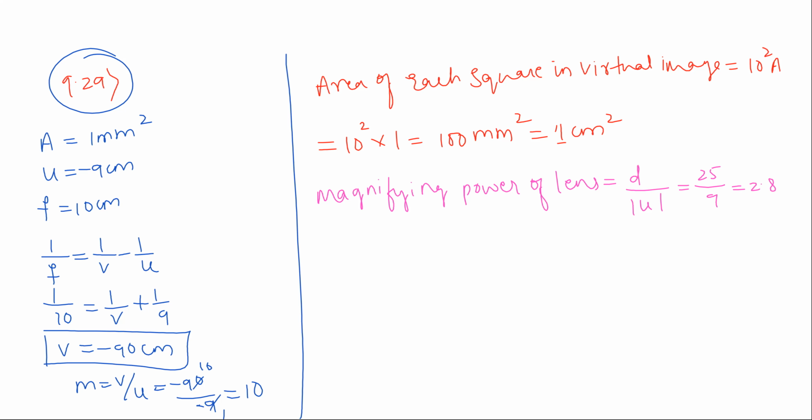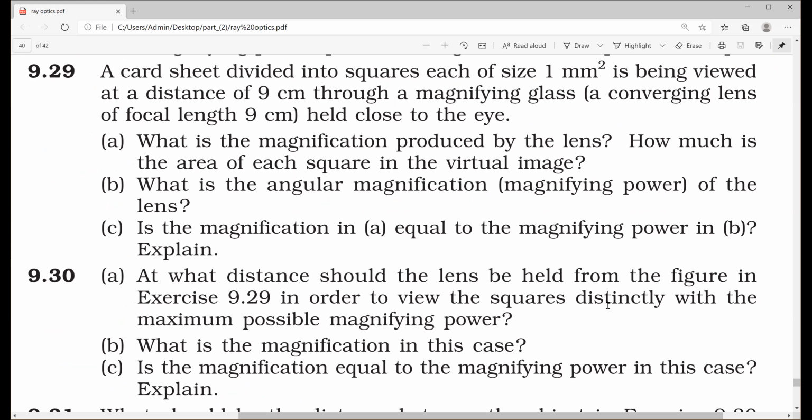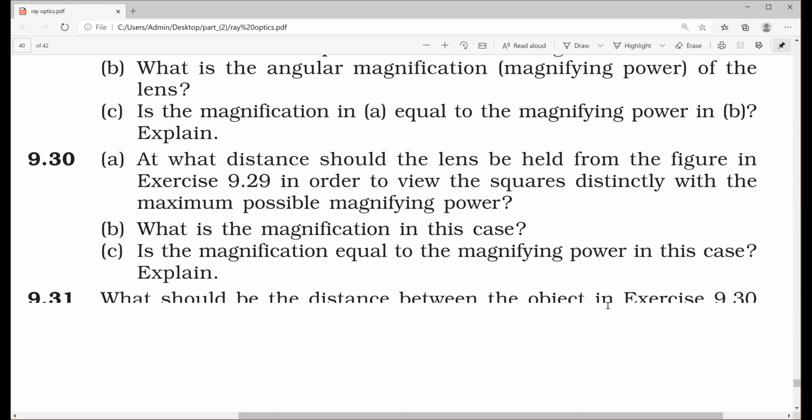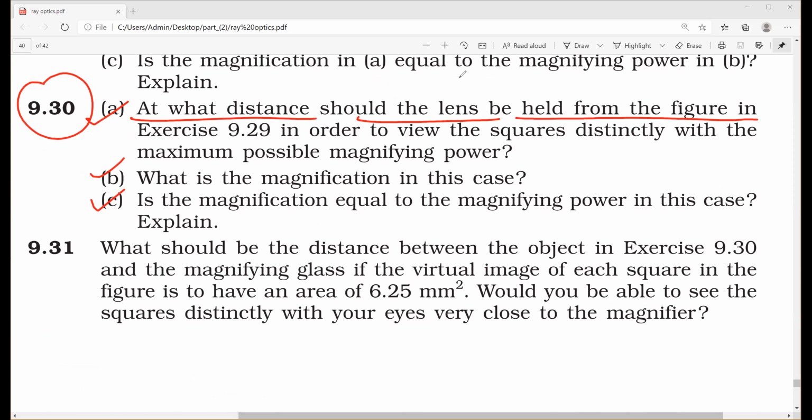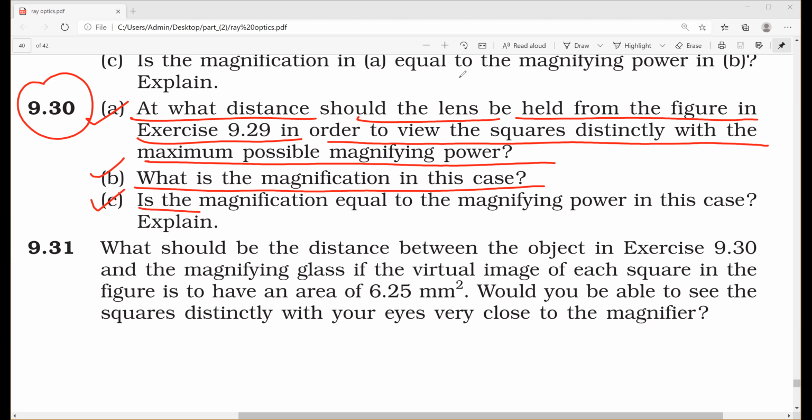Next we shall see the next question, 9.30. What they asked in 9.30 also, they asked A, B, C. At what distance should the lens be held from the figure in exercise 9.29 in order to view the squares distinctly with maximum possible magnifying power? B, what is the magnification in this case? C, is the magnification equal to the magnifying power in this case? Explain, they are asking.